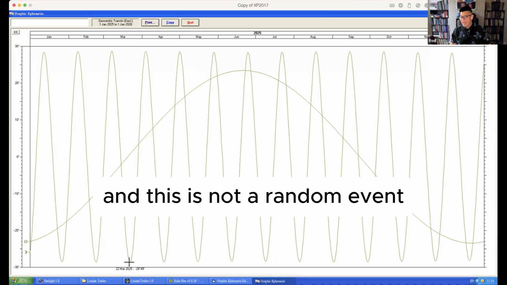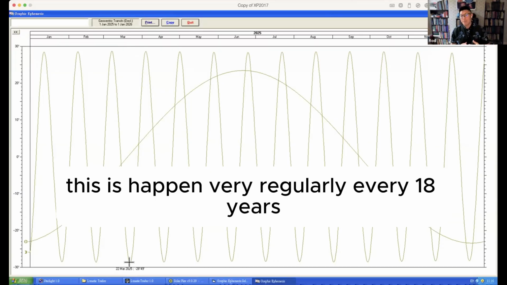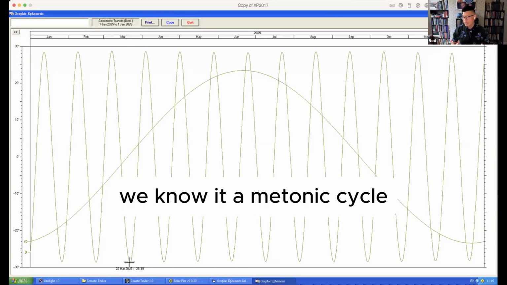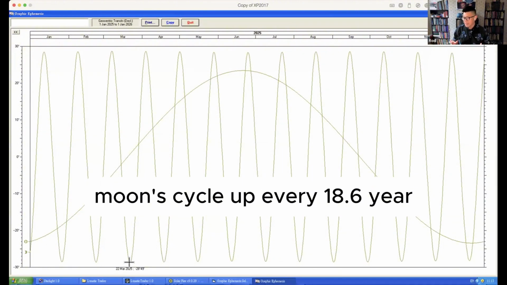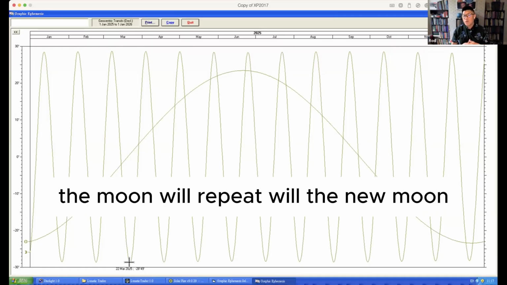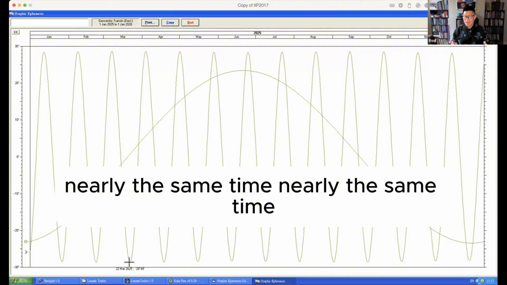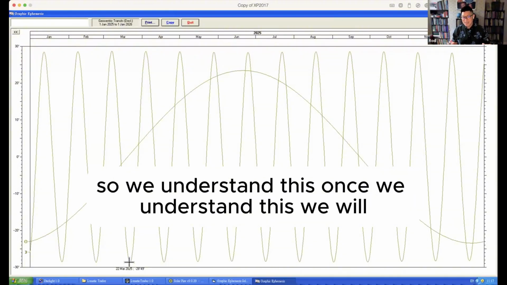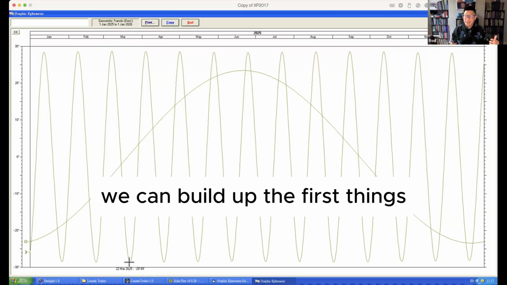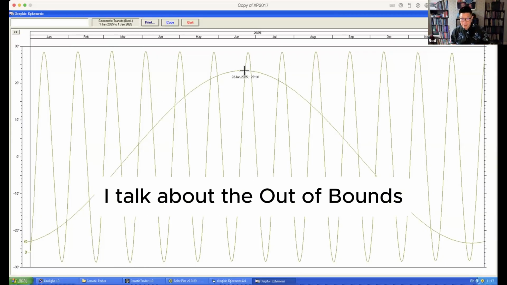And this is not a random event. This happens very regularly, every 18 years. We know it as the Metonic cycle, the moon's cycle. Every 18.6 years, the moon will repeat: the new moon, full moon, and the declination of the moon's position will happen at nearly the same time. Once we understand this, we can build up. The first thing I talked about was the out of bounds.